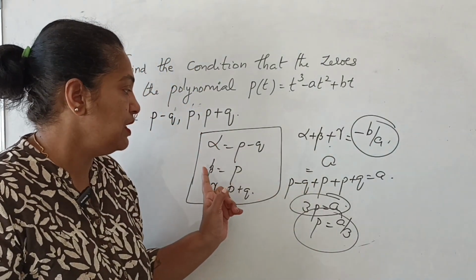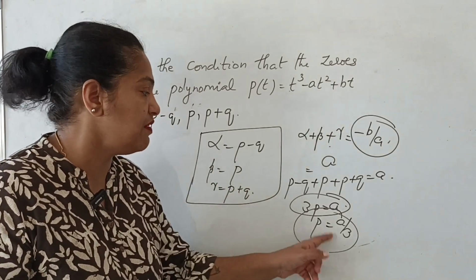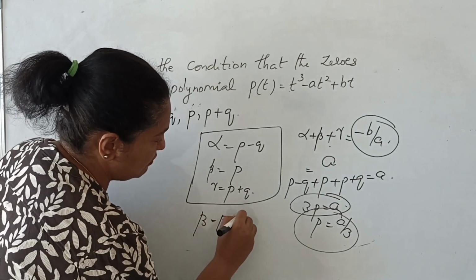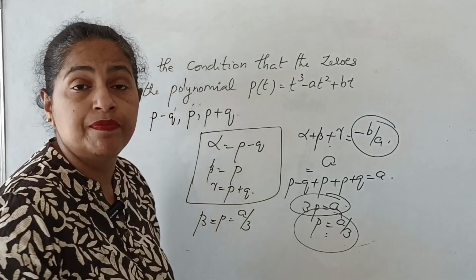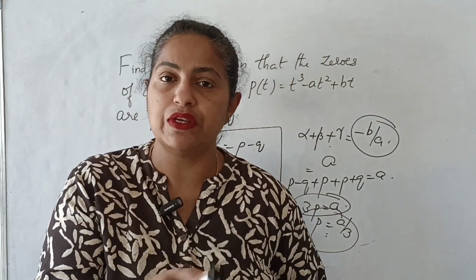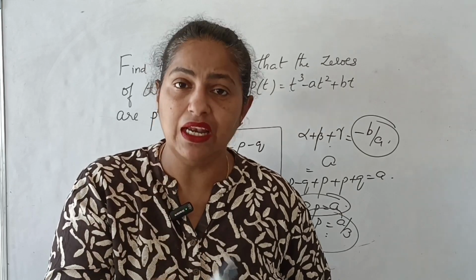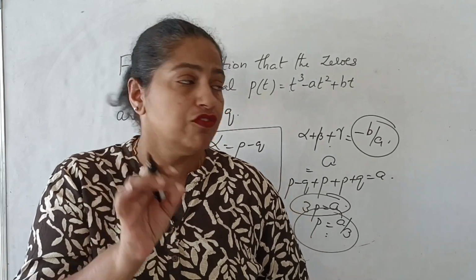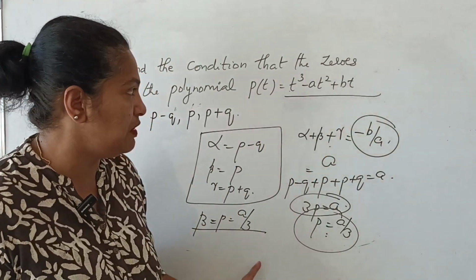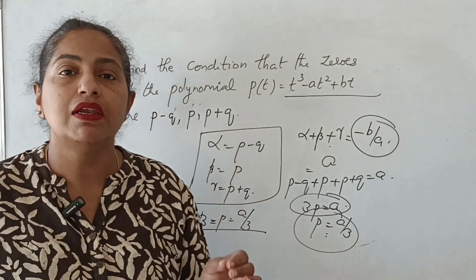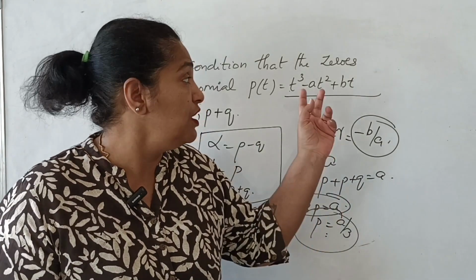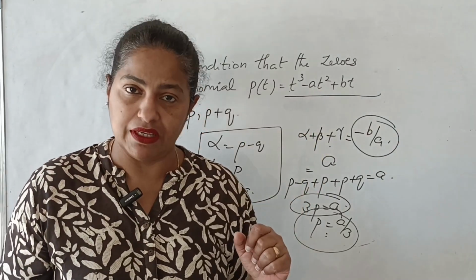Alpha is p minus q, beta is equal to p. So what is the value of p over here? Now my beta value became p, which is a by 3, which I got from here. Now what is the basic idea of the zero of a polynomial? When I am substituting that particular value in the polynomial, I should get a 0. Correct? So if I am substituting beta is equal to p, which is equal to a by 3, I should be getting a 0. Now let us substitute that value in this polynomial and see what is the relationship that I can get between the variables of the polynomial, which is a and b.